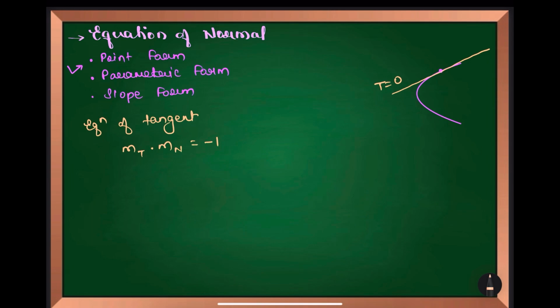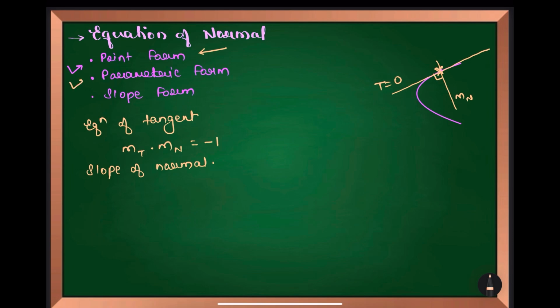So now what we will do, we will find the slope of normal. We have calculated the equation of tangent by doing T equals 0, so from there we can find out the slope of normal. Now if we have the slope of normal, you already know a point on the curve because of point form, and now you know the slope of the normal. So can I go with slope point form to write down the equation of normal? Correct? I hope you are getting the idea.